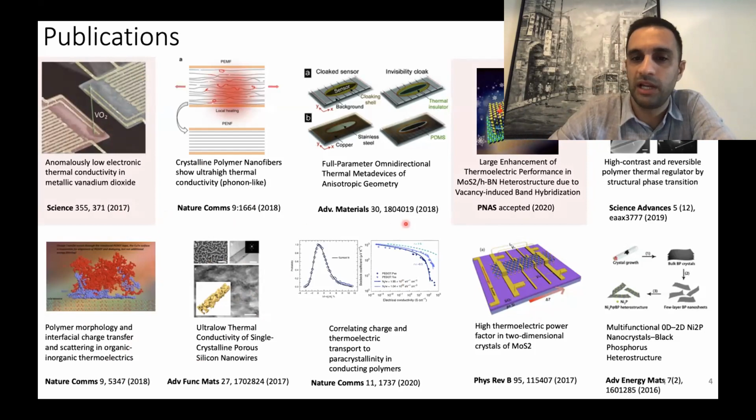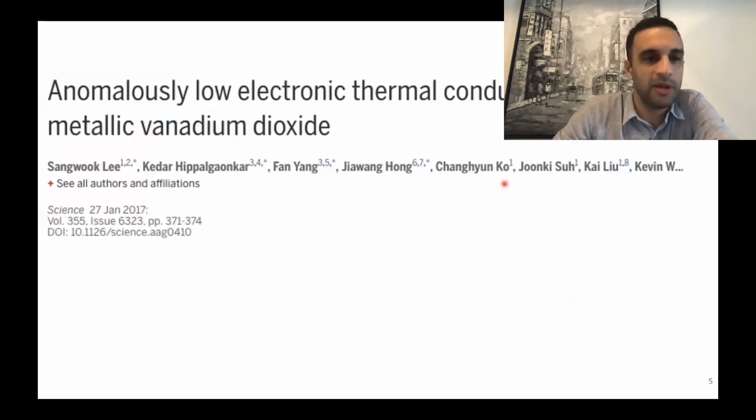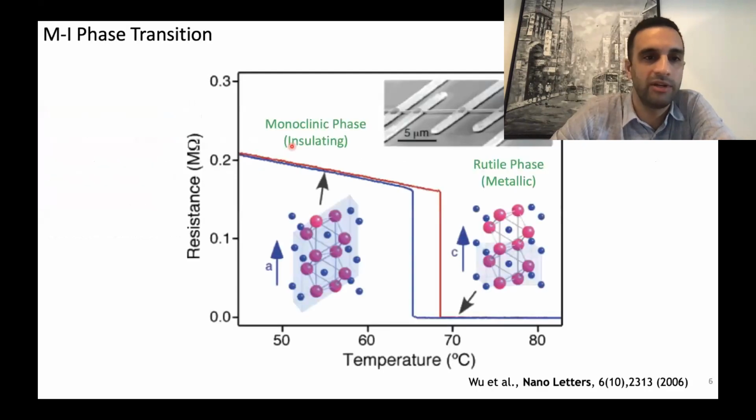And then recently, we just got a paper accepted with Antonio's collaboration, so Lo Kenping and John Tong in NUS, which again, I'll talk about. And I'll give you a perspective on why machine learning is actually very useful. So this is the first paper where we're looking at anomalous low electronic thermal conductivity in metallic vanadium dioxide. This is published in 2017.